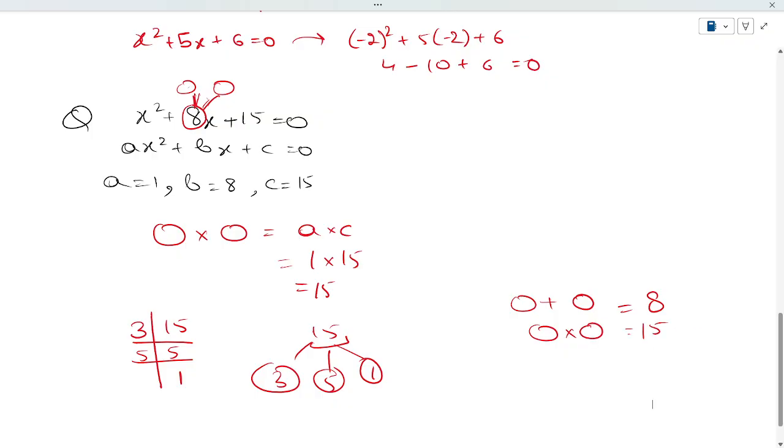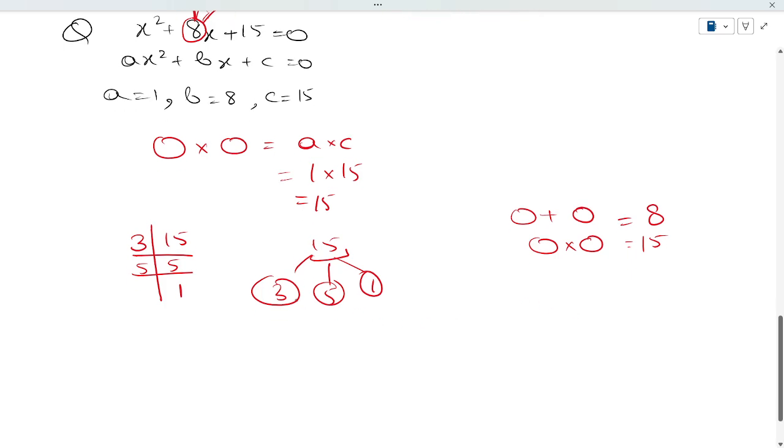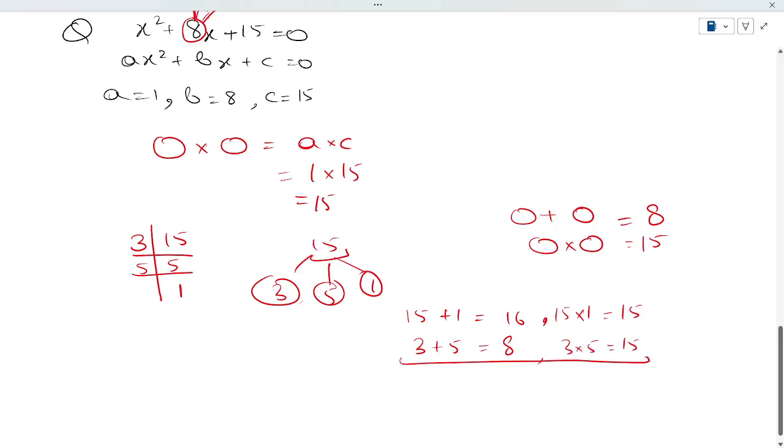So let's try to make the possible combinations. If we take 15 and 1, the sum is 16 and the product is 15, so this is not satisfying our condition. If we take 3 and 5, we get 8 as the sum and 15 as the product. So yes, this is satisfying our condition. So if we split the middle term using these two numbers, x square plus 5x plus 3x plus 15 equals 0.